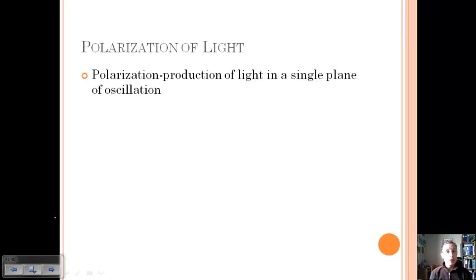You may have polarized sunglasses, and if you use those to look at your phone or some sort of screen, sometimes it makes the screen look really weird, and this is due to what's called polarization. This is production of light in a single plane of oscillation.